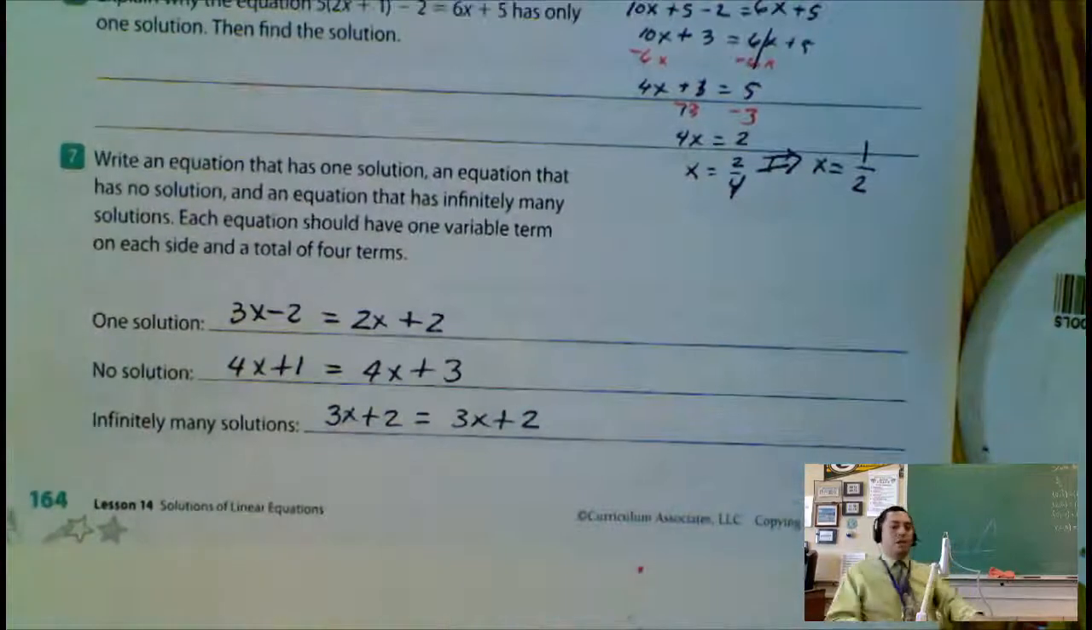And that's the solution for pages 161, 62, 63, 64 of lesson number 14.